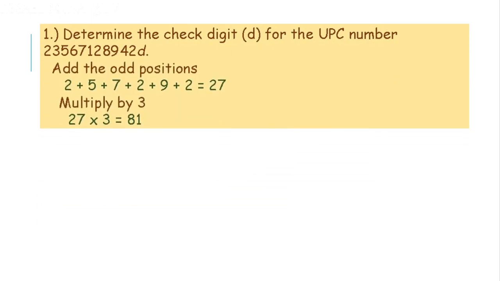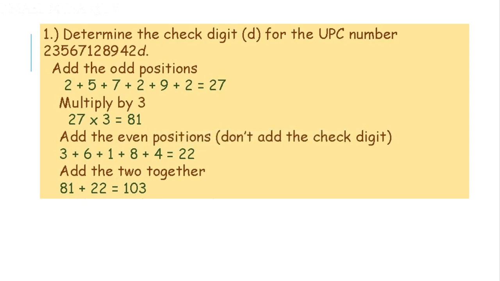All you have to do is add the odd positions. What are these odd positions? The first digit, the third digit, the fifth digit, the seventh digit, the ninth digit. What's the first digit? 2. The third digit is 5. The fifth digit is 7. So 2 plus 5 plus 7 plus 2 plus 9 plus 2 will give you 27. Multiply this by 3. So 27 times 3 is 81.